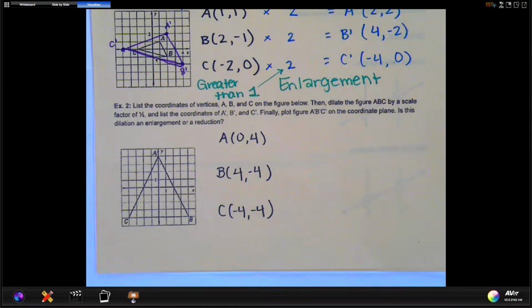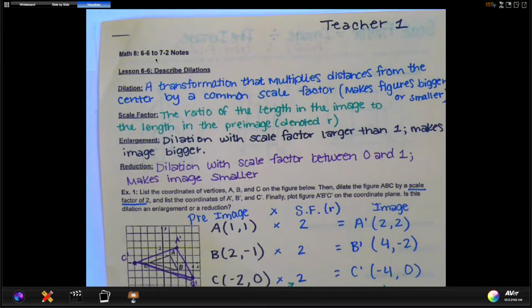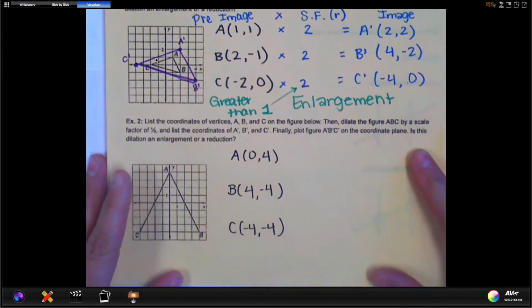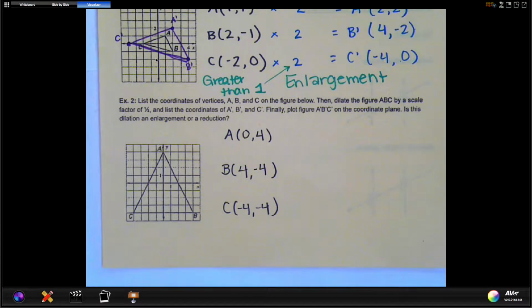If you have me for class, we are on the front page of our note packet at the very bottom. So the top of it looks like this. We already filled this in. And we are at the very bottom where it says example 2. Okay, so we're going to talk about dilations continued today.